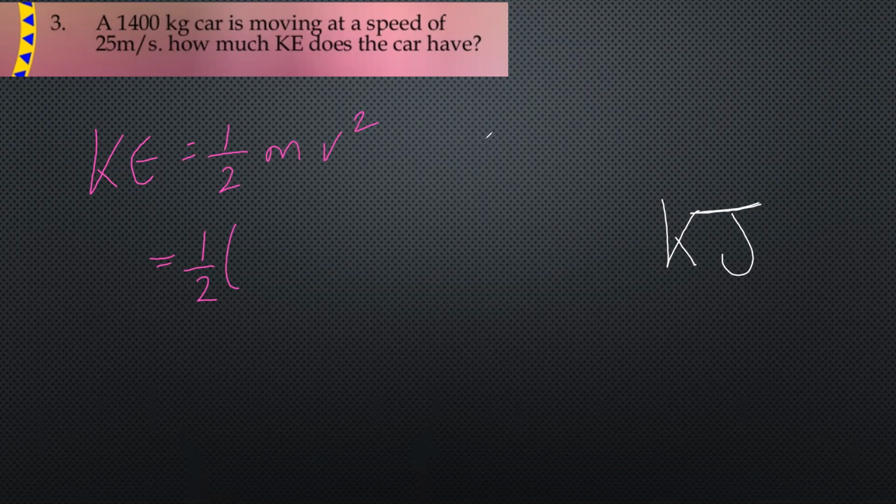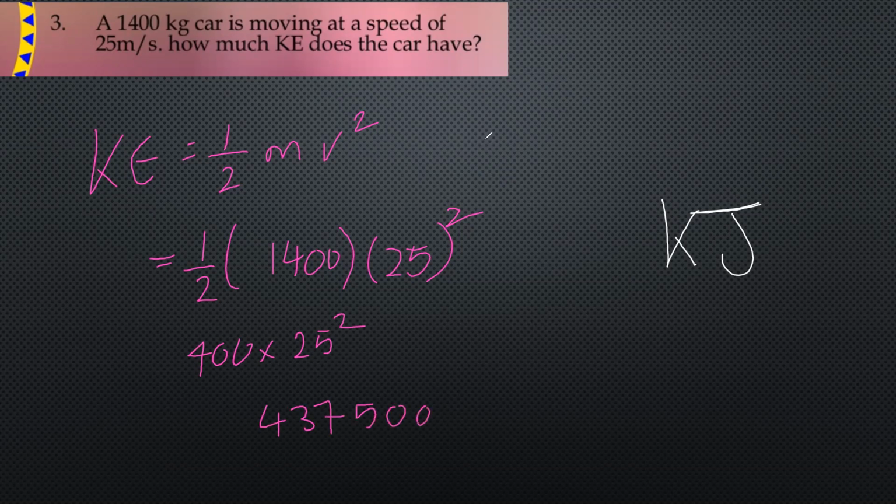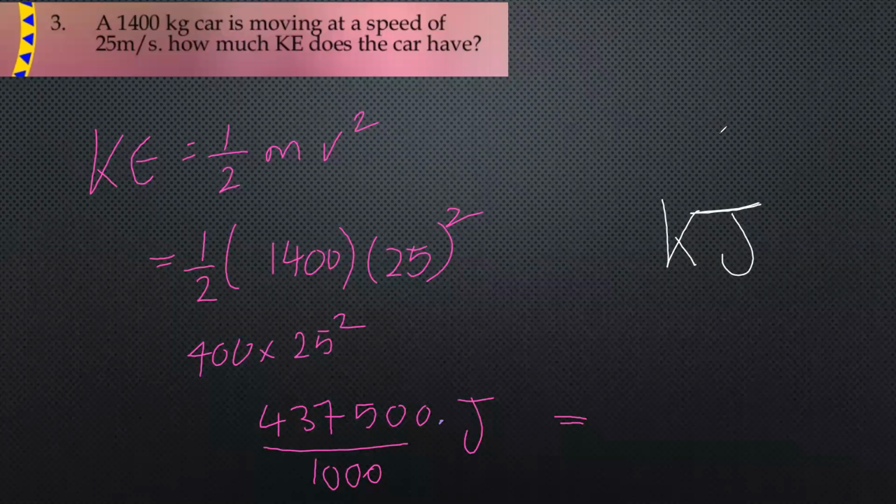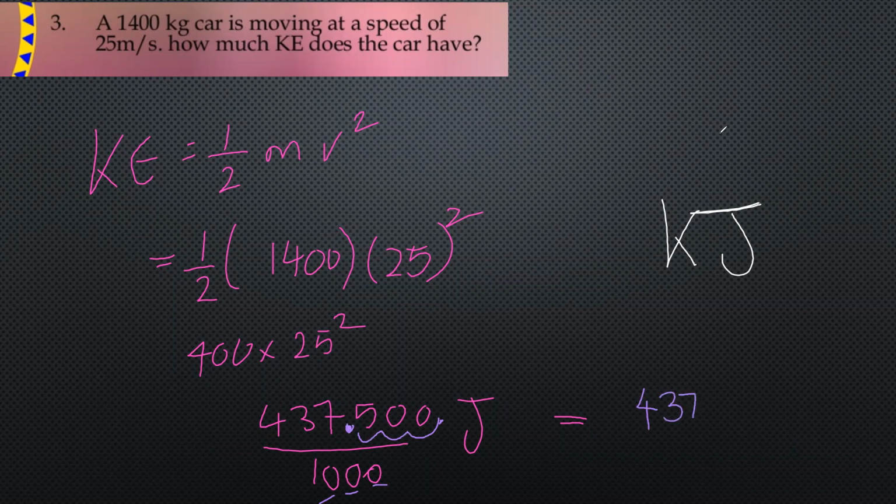Here, the kinetic energy is half mv squared. So half of 1,400 times 25 squared. So 700 times 25 squared, you will get the answer as 437,500. This is in joule. I want the answer in kilojoule, so you have to divide by 1,000. Divide by 1,000 without a calculator. Here, the decimal point is here. Since we have 3 zeros, you have to go 3 digits. So the decimal will be here. So the answer will be 437.5 kilojoule.